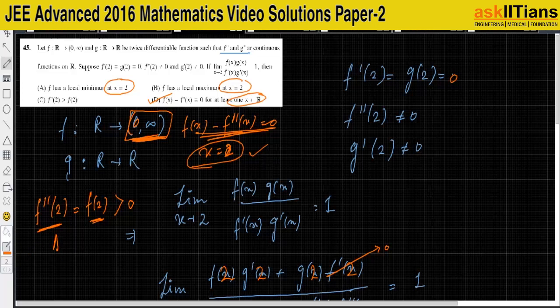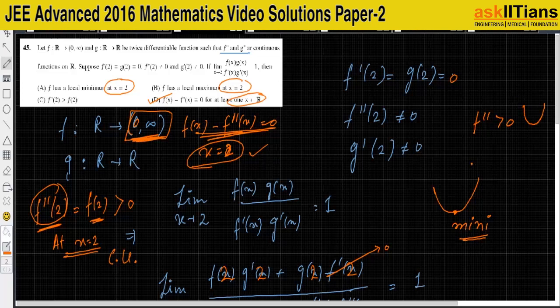So at x equal to 2, if f double dash 2 is a positive quantity, that means it will be concave upwards, and if the graph is concave upwards, I'll get a minima at x equal to 2. We know this: if f double dash is positive, it will be concave up; if f double dash is negative, it will be concave down. If it is concave up, I'll get a minima; if concave down, a maxima. In this case it is concave up, so I'll get a minima. So option A is correct, option D is correct.